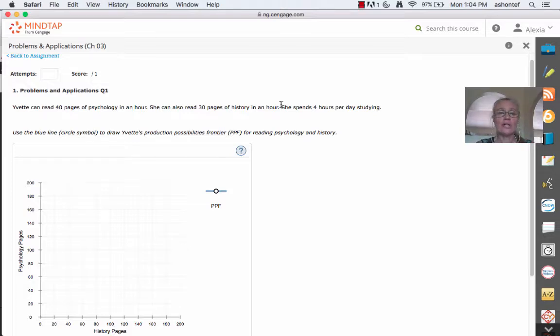So we know for psychology, for 1 hour, she can do 40 pages. So if she took all her time, the 4 hours that you've been told she puts to studying, and she just studied psychology, with 4 hours, how many pages of psychology could she read? And then the other extreme point would be, with 4 hours of only studying history, so rather than studying psychology, she only studies history, she can read a total of 30 pages every hour. So for 4 hours, how would you get that?